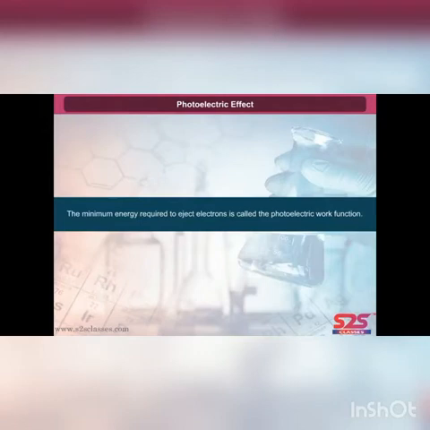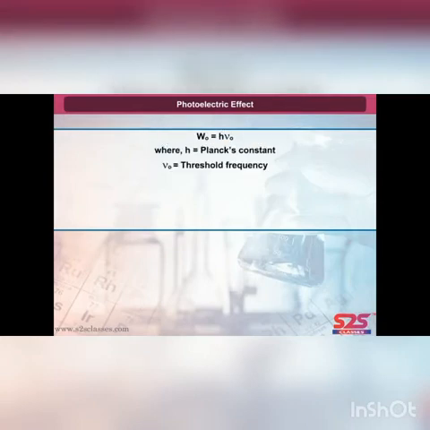The minimum energy required to eject electrons is called the photoelectric work function. It is denoted by W naught. W naught is equal to h mu naught, where h is the Planck's constant and mu naught is the threshold frequency. Energy of the ejected electrons can be determined by the given relation.